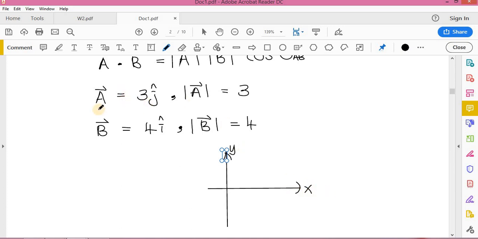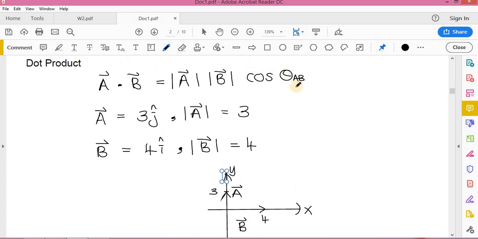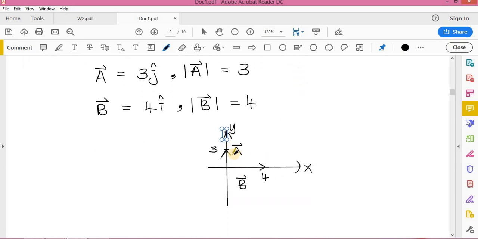For vector A, it is in the j direction. So vector A is here in the j direction, and the magnitude is 3. For vector B, it is in the X direction, and the magnitude is 4. Just now I explained this is the angle between A and B. So look at this one. What is the angle between A and B? It is 90 degrees, right?